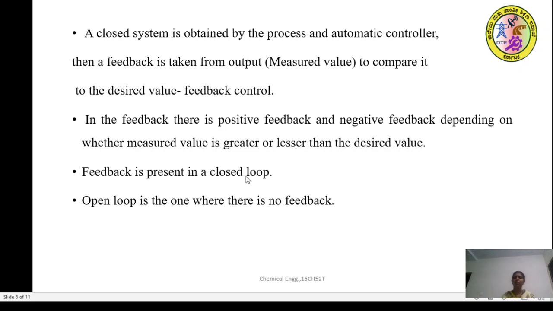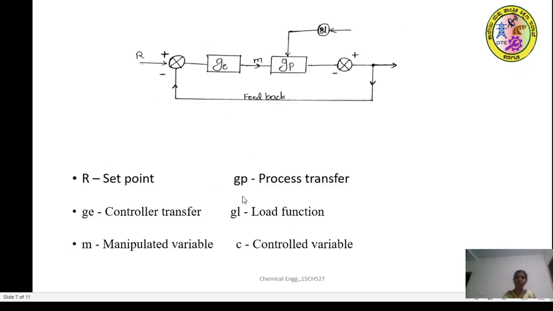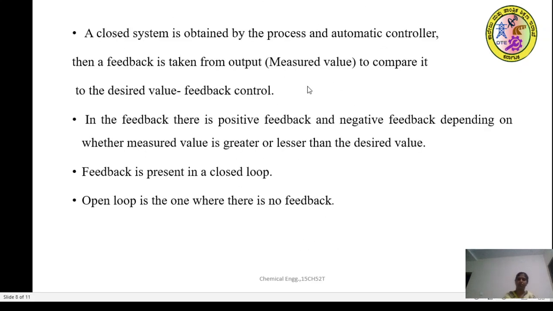Feedback is always present in a closed loop control system. Open loop is a system where there is no feedback. There is no feedback in the sense that the controller output value is not being compared with the set point. The comparison is not being done, so we call it an open loop control system.